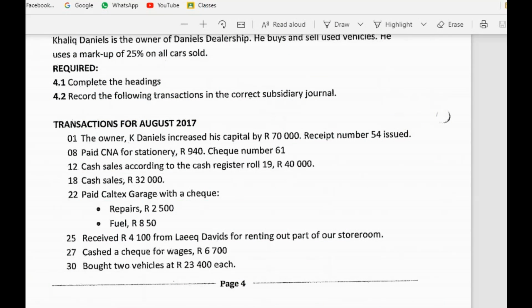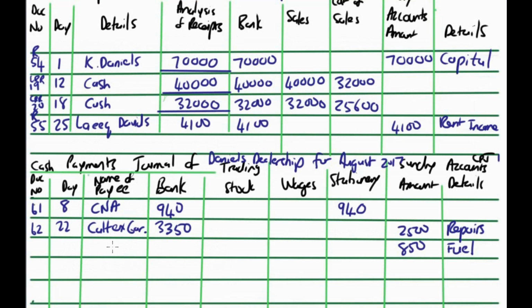So that particular date was the 27th, right? So that's the 27th. Notice I'm skipping a line there because we've used that line of 850 for fuel there. So the next check could have been check number 63. Now it was wages and we've cashed the check, so we can write cash there.